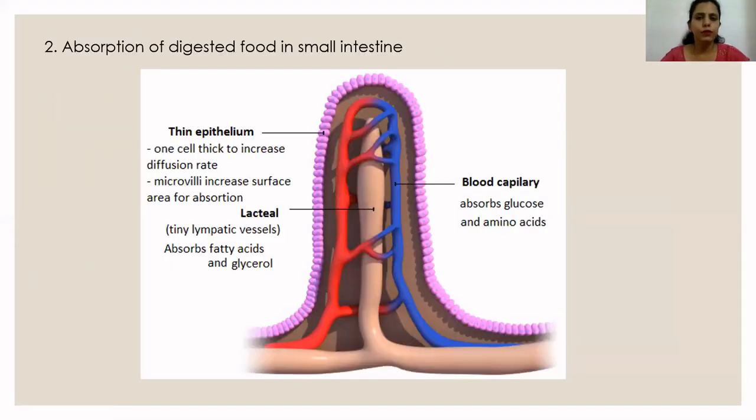The second example of diffusion in animals is absorption of digested food in small intestine. Now we know that our entire food gets completely digested in small intestine. And once the food gets completely digested, it is supposed to be absorbed into the blood or lymph so that other parts of the body can also utilize them. The walls of small intestine have millions of tiny hair-like projections, which are known as villi. Okay, these are microscopic projections. So they are known as villi.